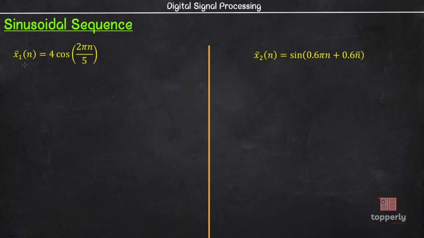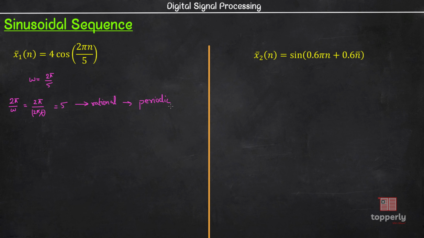The first one is x1 of n is equal to 4 cos 2 pi by 5 into n. So here omega is equal to 2 pi by 5. Before proceeding to find the period, first we need to check if the sequence is periodic or not. So let us see if 2 pi by omega is rational or not. Here 2 pi by omega is equal to 2 pi by 2 pi by 5, which is equal to 5, which is a rational number. So the sequence is periodic.